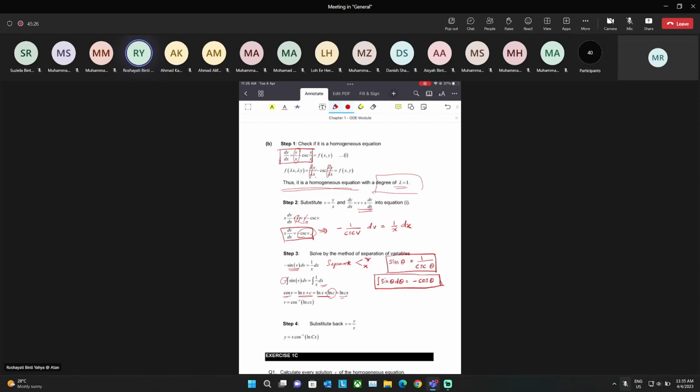So here we just want it in the form of v. So v equal to cos, you bring it to the right, it becomes arc cos, cos inverse of ln Cx. The last step, you need to substitute back v equal to y over x. So from v equal to cos ln Cx, y over x equal to cos ln Cx. And then y equal to x cos ln Cx.